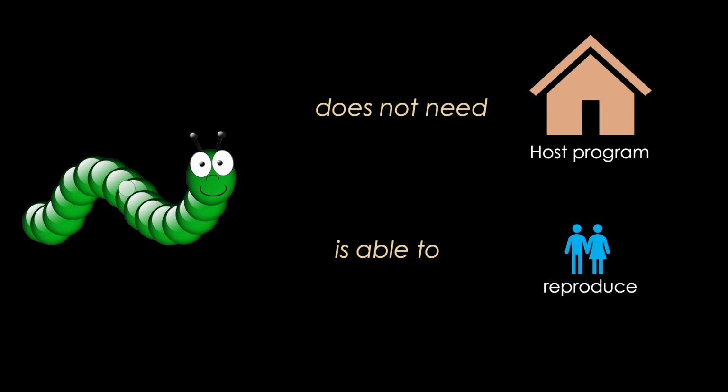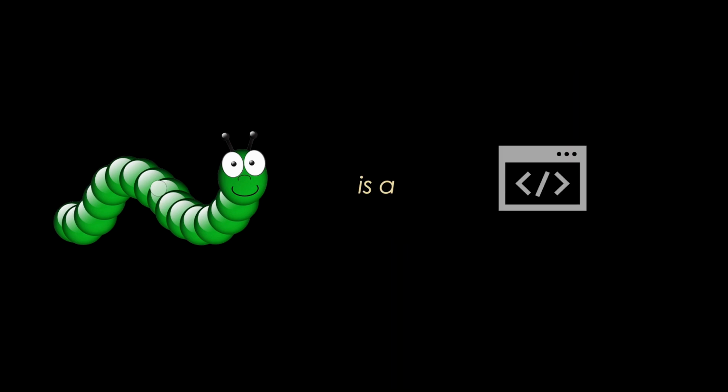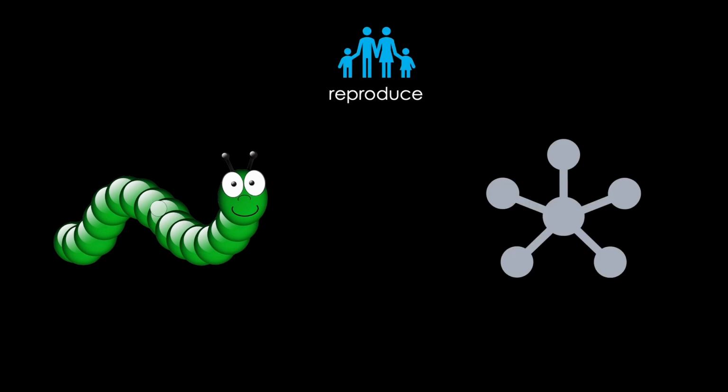A computer worm, contrary to a computer virus, does not need a host program, but it is also able to reproduce. That means that, contrary to a virus, a worm is an independent computer program. It does not need a host program to be executed, and another main difference is the way it reproduces.